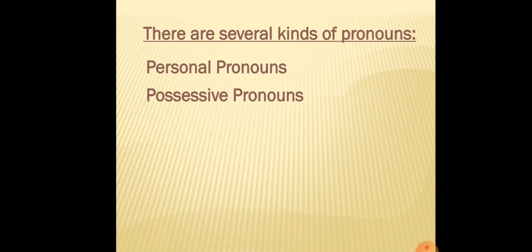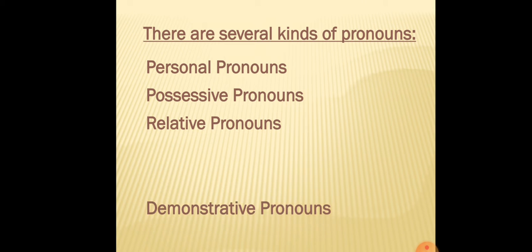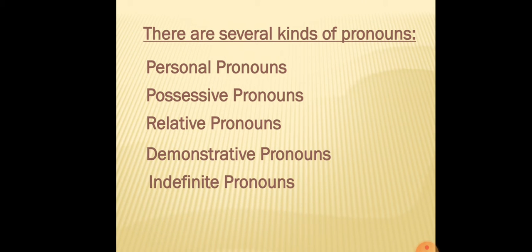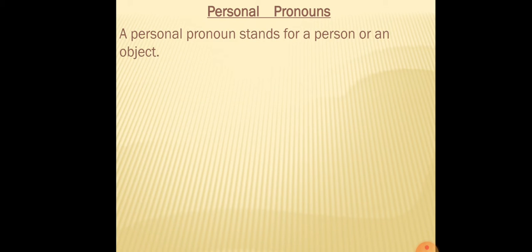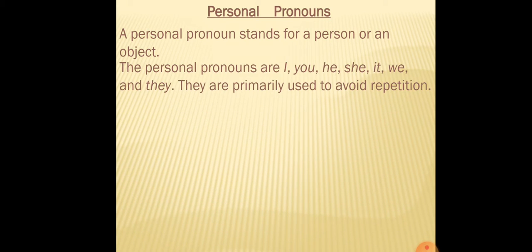There are several kinds of pronouns: personal pronouns, possessive pronouns, relative pronouns, demonstrative pronouns, indefinite pronouns, interrogative pronouns, and reflexive pronouns. So we'll start with the very first kind, that is personal pronouns. A personal pronoun stands for a person or an object. The personal pronouns are I, you, he, she, it, we, and they. They are primarily used to avoid repetition.